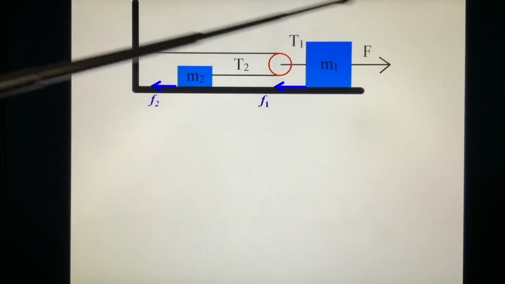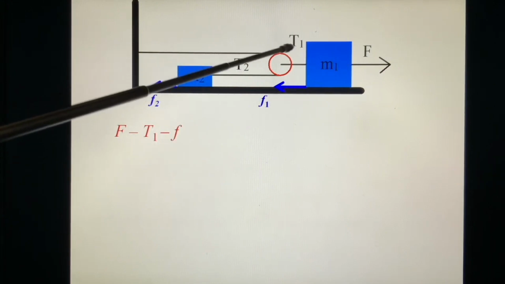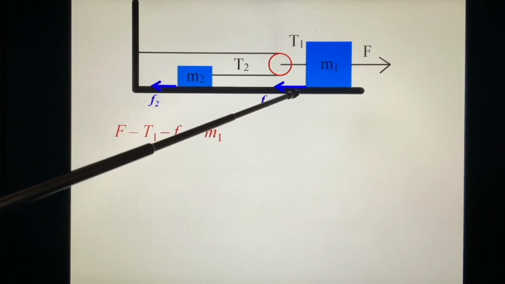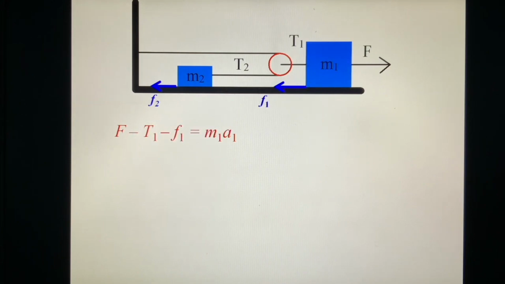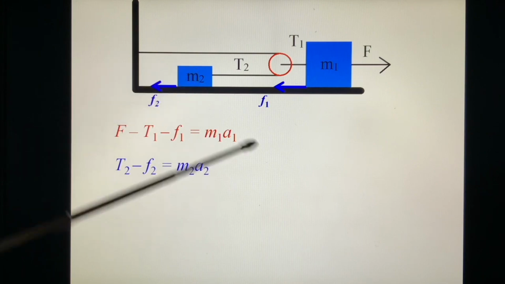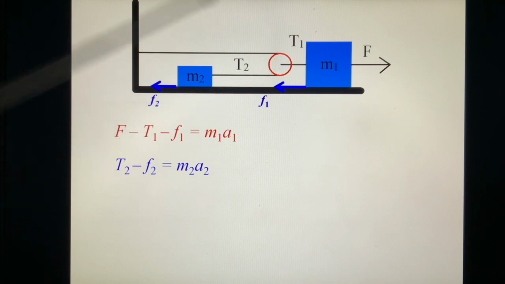Write the equation for M1: F minus T1 minus friction F1 equals M1 A1. For M2: T2 minus F2 equals M2 A2. Here A1 and A2 are not the same because we have this tape. Okay.